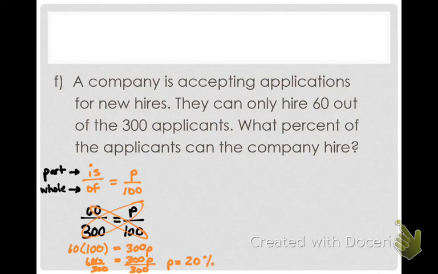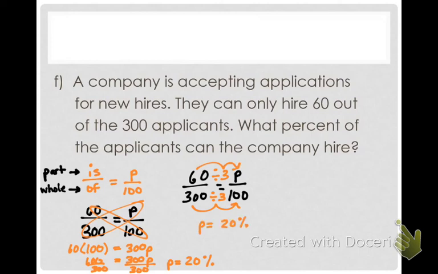Now, how many of you would say you did yours by equivalent ratios? Okay, if you chose to do it with equivalent ratios, you had 60 over 300 equals P over 100. Let's just see if we get the same answer. What is my missing link in between the two of them? What about 3? Divide by 3 to get from 300 to 100. You've got to divide by 3 on top and bottom. What is 60 divided by 3? 20. So P equals 20%. All right. So either one, you should have gotten the correct answer. They can hire 20% of the applicants.